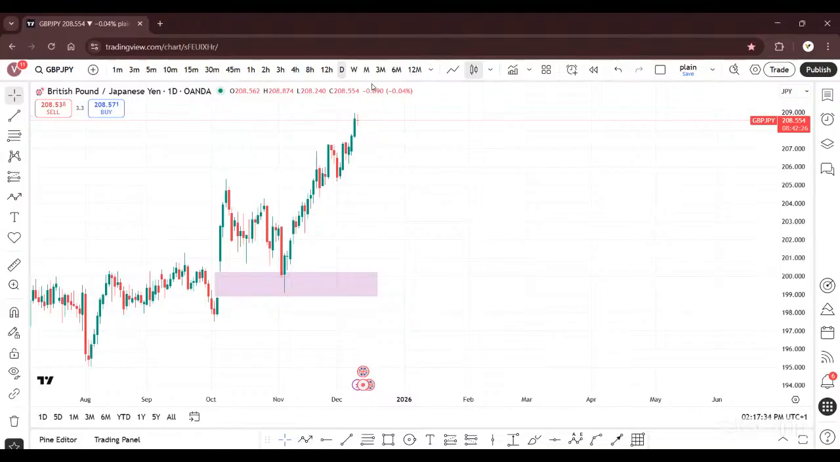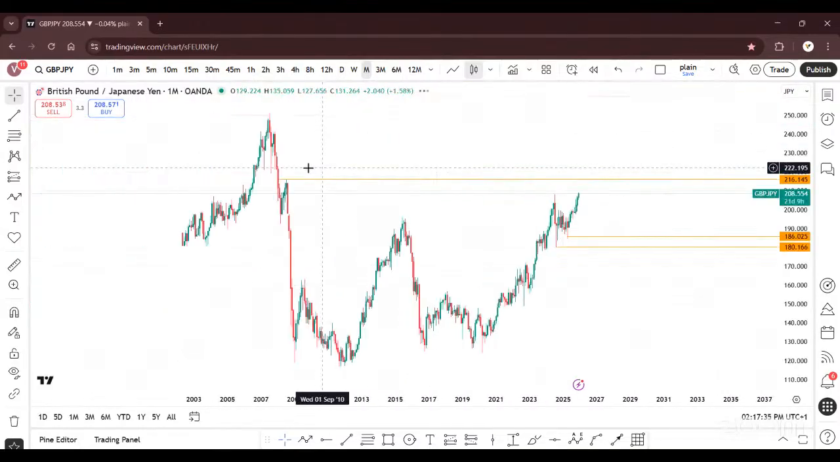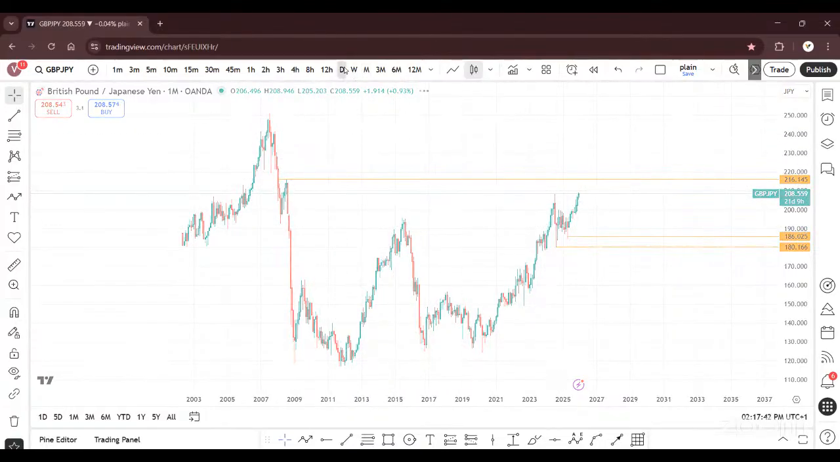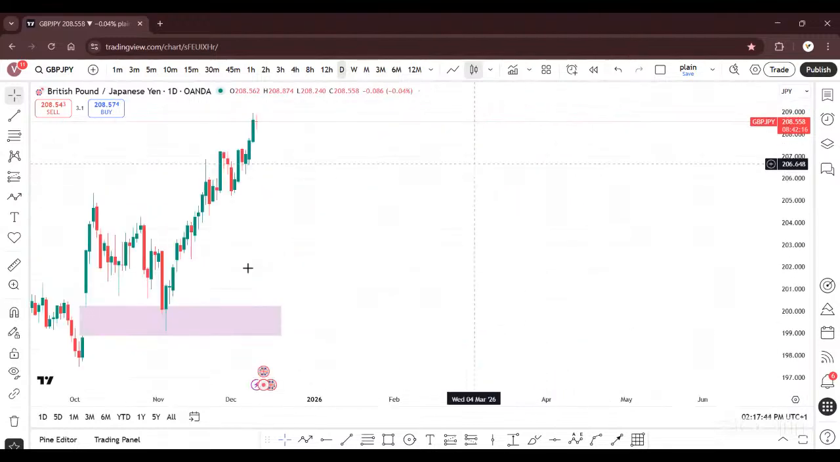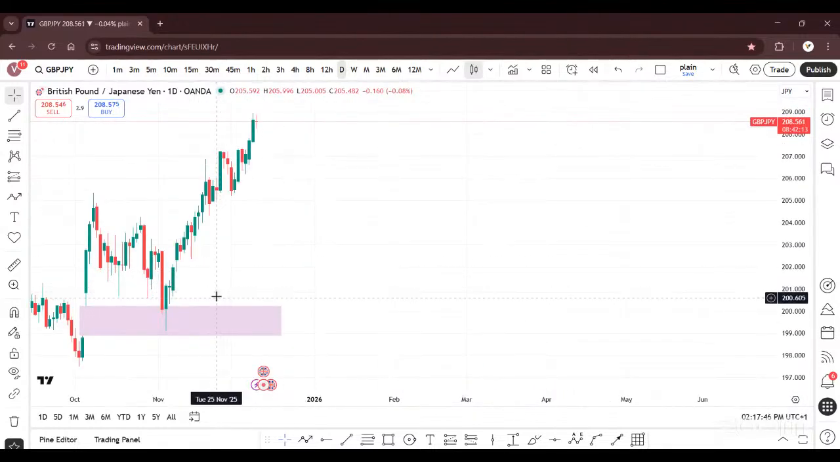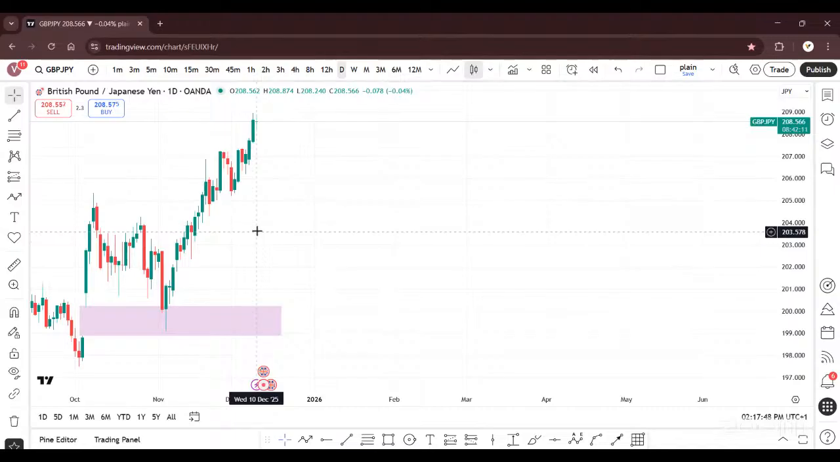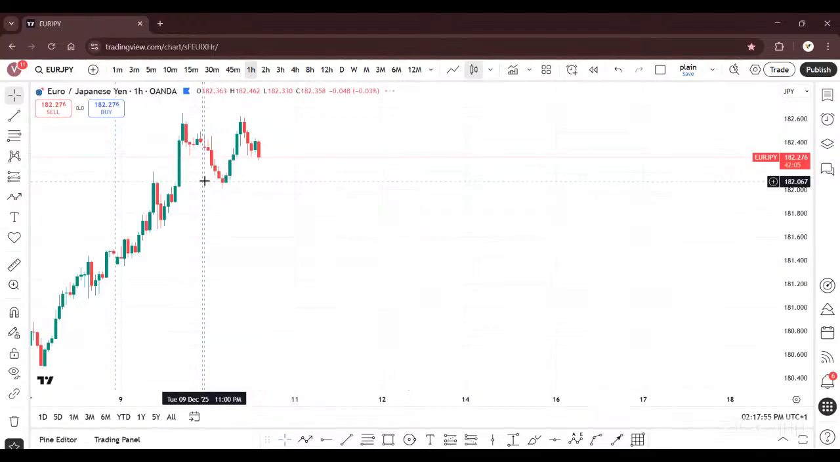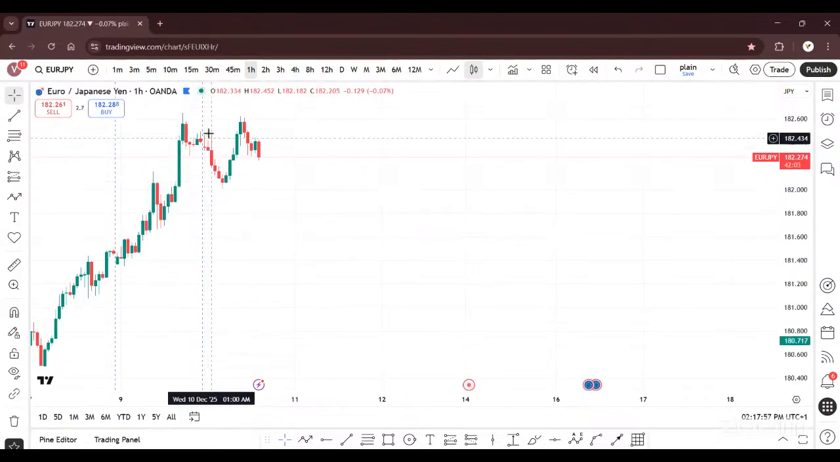In fact, we said we wanted to buy it all the way to this monthly high, which is around here, 216. But with what we are seeing now, we're changing our bias. We want to get a sell, maybe to somewhere around 200 again before we look for a buy to that 216. So for me, I would preferably wait for a break of structure to confirm my bias. Same thing goes for Euro JPY. I'd want to wait for a break of structure to confirm my bias.